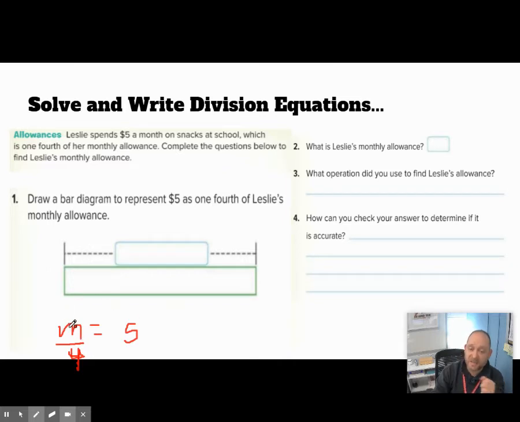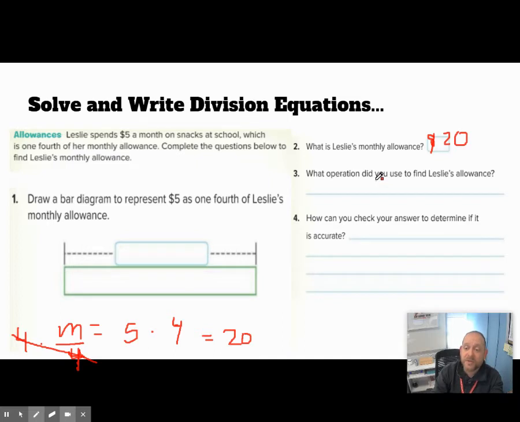In this case, I need to get M by itself, so I need to get rid of this divided by 4. And of course, the inverse of division is multiplication. So if I multiply this by 4, my divided by 4 cancels out. Now I've got M equals 5 times that 4 again. So M is going to equal 20, or $20. Either way we ran that, we know that Leslie's monthly allowance is $20.